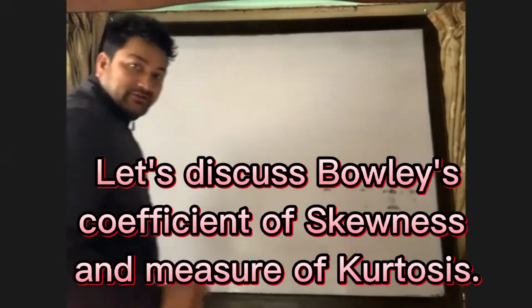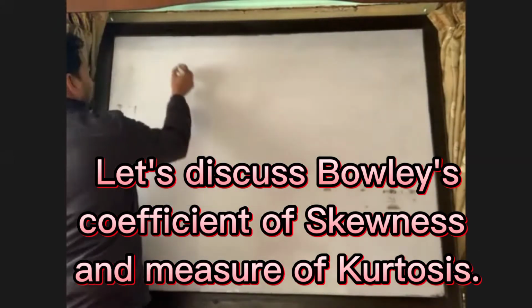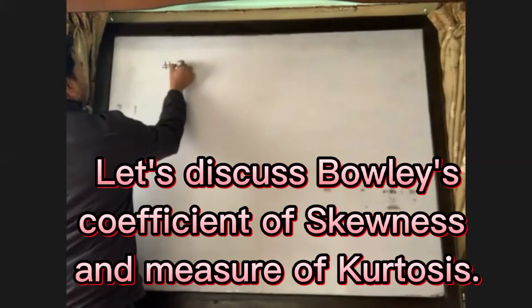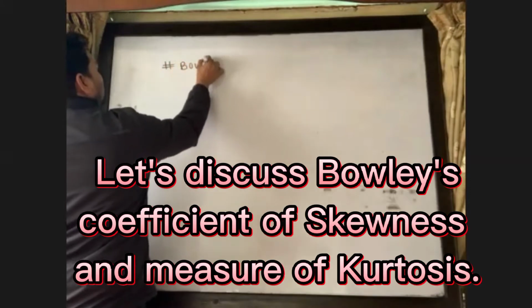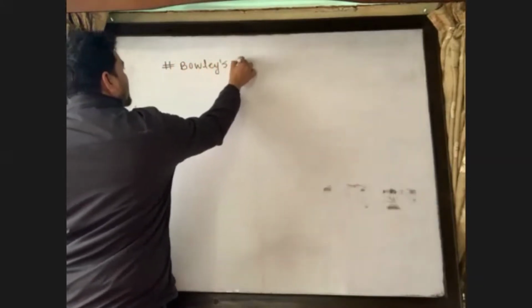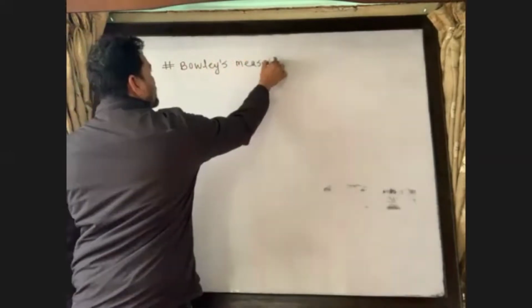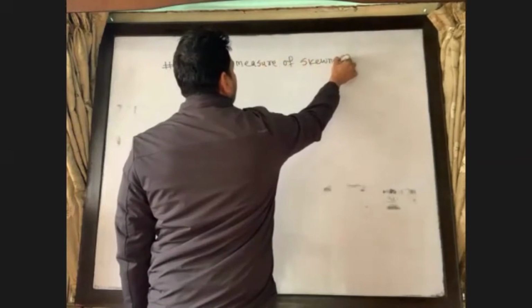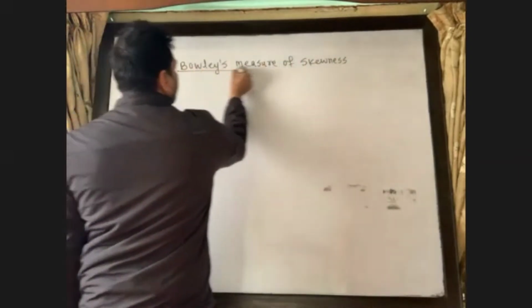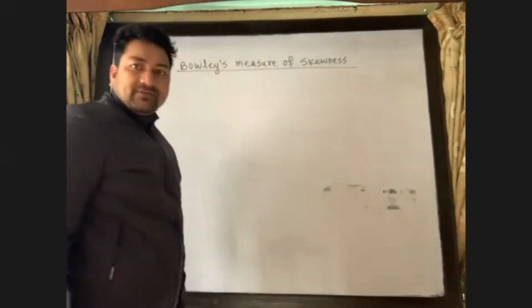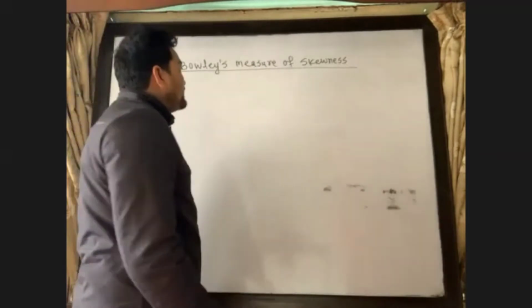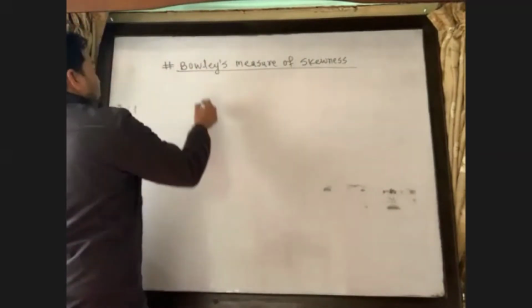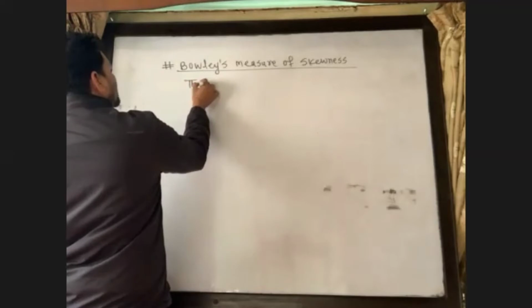Okay, so now we are going to write Bowley's measure of skewness. Now we have the absolute measure and the relative measure. First, we are going to write about the absolute measure based on Bowley's.